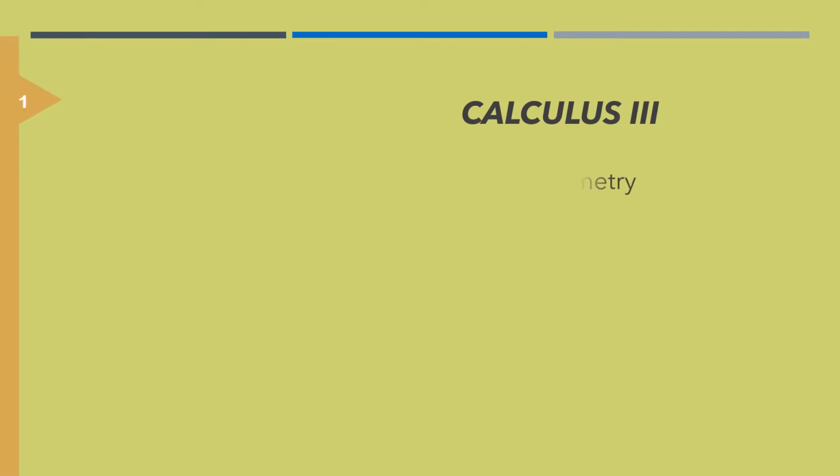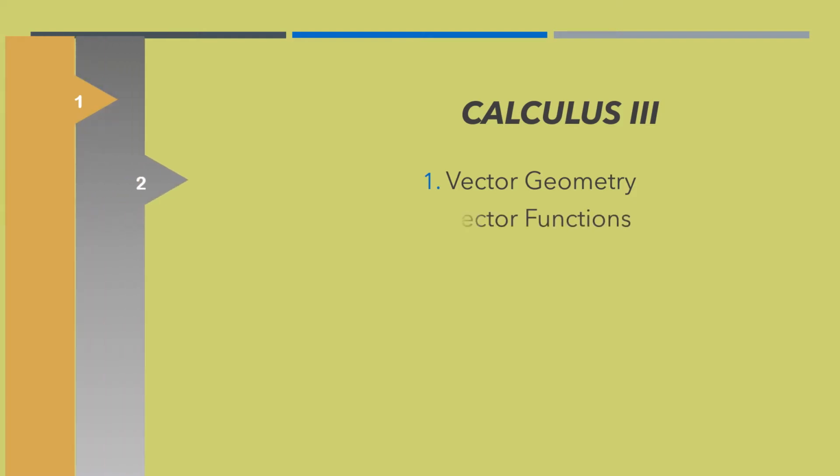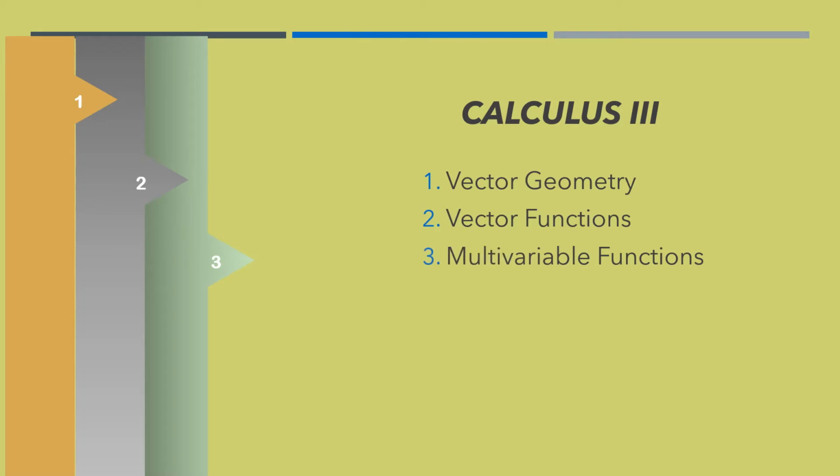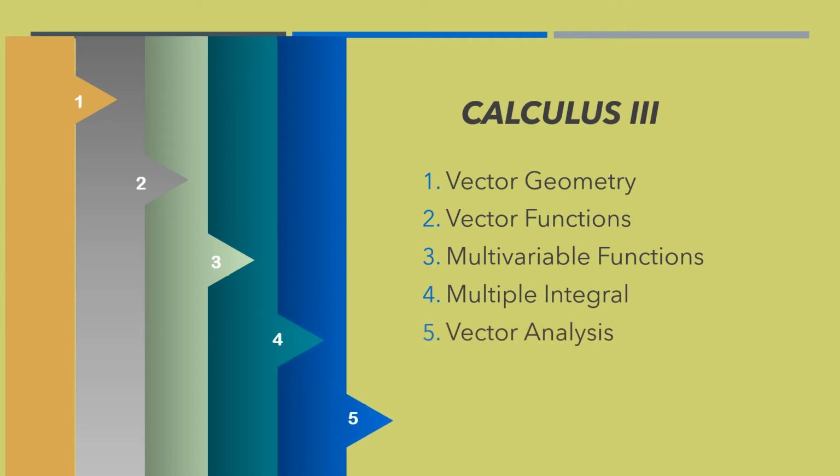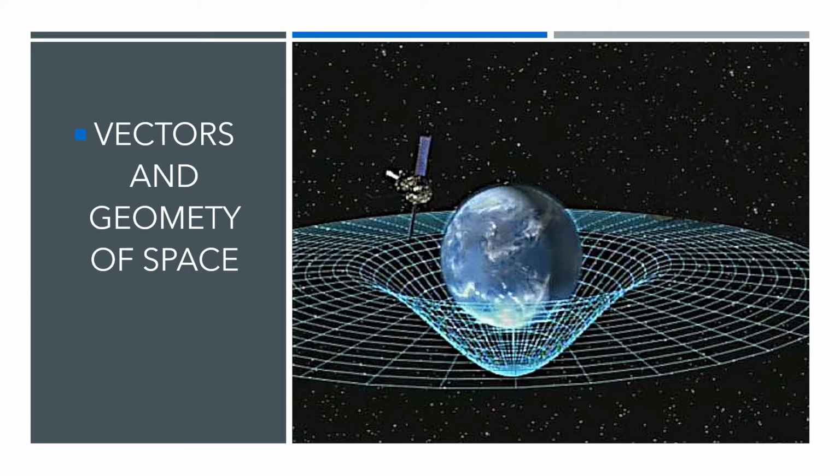In this Calculus 3, we have a number of topics. The first one is vector geometry. The second one is vector functions. Third is multivariable functions. The fourth is multiple integrals, and the fifth is vector analysis. So altogether we'll be having 5 chapters under this course. The first one, vectors and geometry of space.